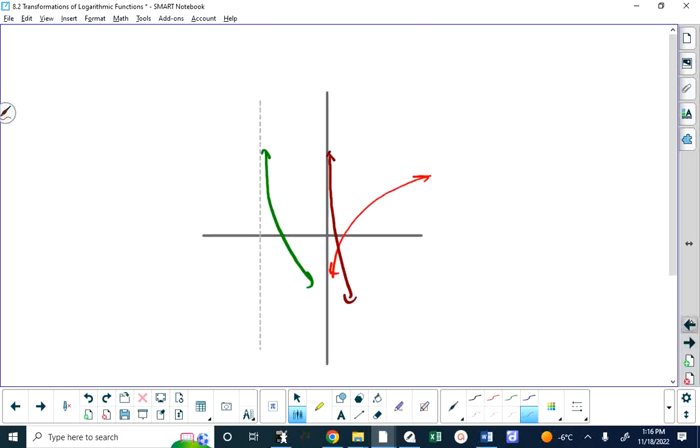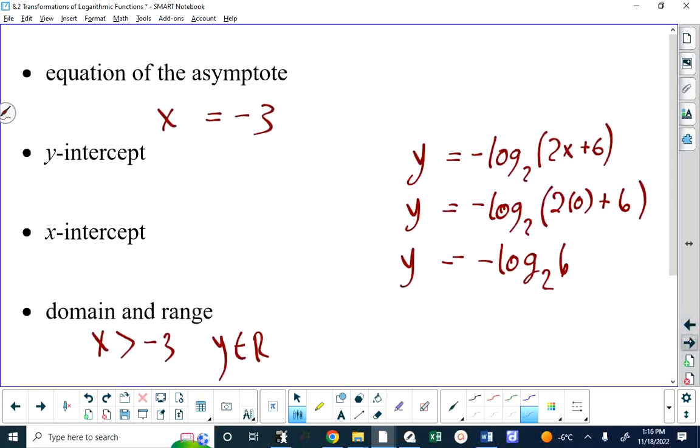And if you look at the graph, that would certainly make sense, that we're going to get a y-intercept that's negative. So what are we going to write here? The y-intercept is at negative log base 2 of 6.